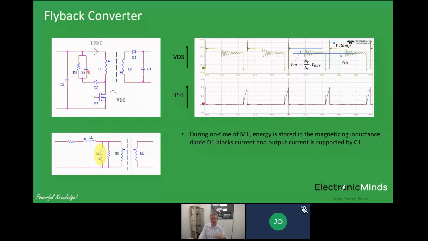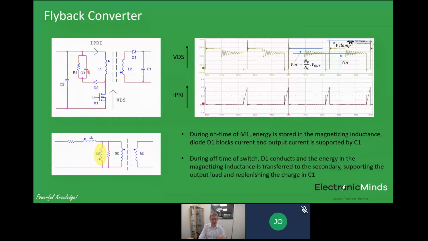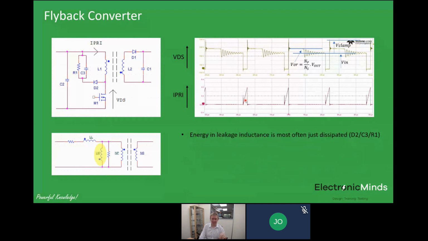This is really just describing what I've mentioned to you. I've mentioned these terms CCM or DCM, and I'll describe those in a little more detail on the next slide, if I may. It's to do with how we operate this waveform. So again, the energy in the leakage inductance is just dissipated in most cases because it's the cheapest way to do it. We need low leakage for high efficiency.